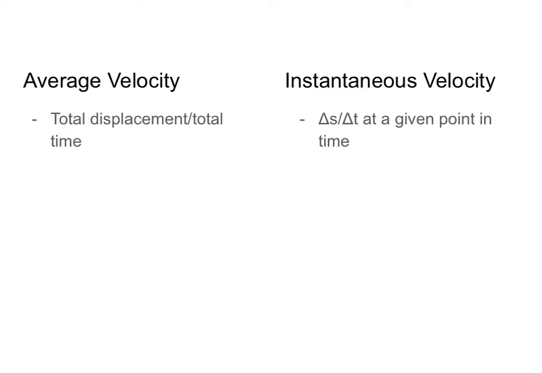Average velocity is going to be your total displacement over your total time. So when you're finding that mathematically, what you'll say is that your average velocity, which we call V bar, is your final position, so S final, minus your initial position, S initial, divided by your total time, so T final minus T initial. And that's how we're going to find our average velocity.